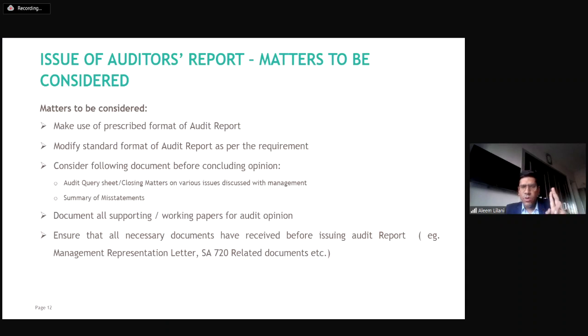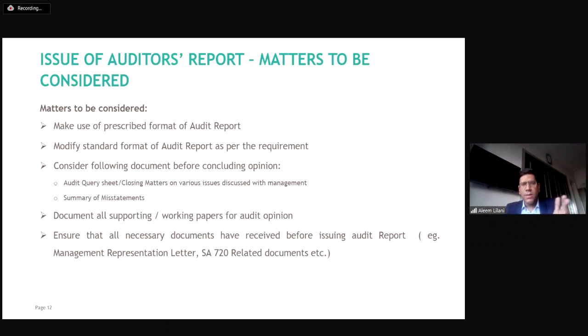3, before you sign the audit report, look at these 2 very important documents: your query sheet by your team, with all the closing matters mentioned on that query sheet, which you have discussed with the management. Let your report reflect your work. Do not make the mistake where there is a contradiction between the 2. That is the worst day an auditor can see, right? Because if there's a difference in the 2 and your file is under review, it will become a very difficult situation.